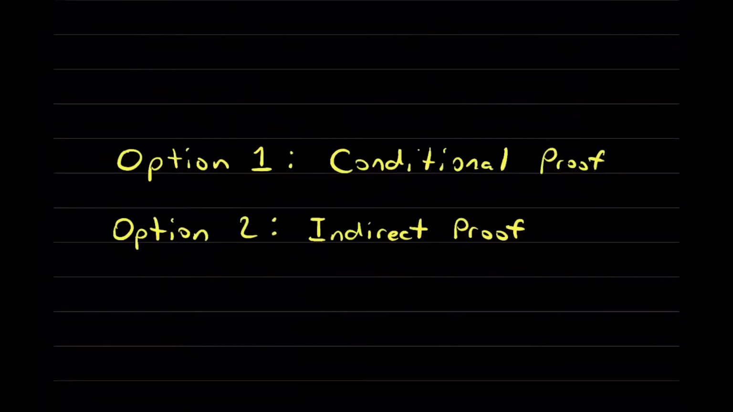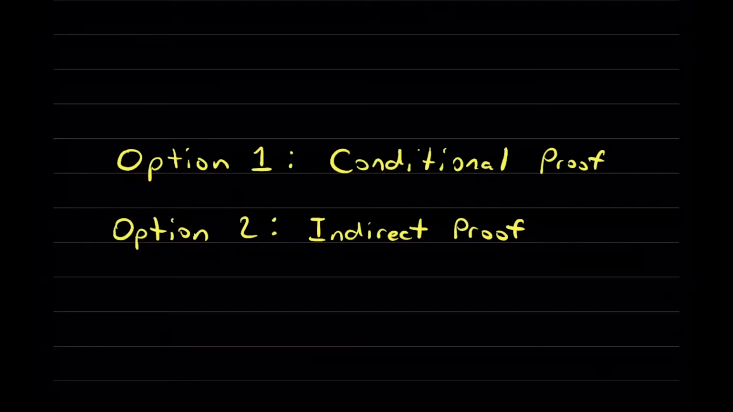Let's go ahead and dive in. To prove that logical truths are logical truths, in other words, to prove that they're necessarily true, there are two options. You can either use conditional proof or indirect proof or some combination thereof. And we're going to dive right into examples so you can see how this works.